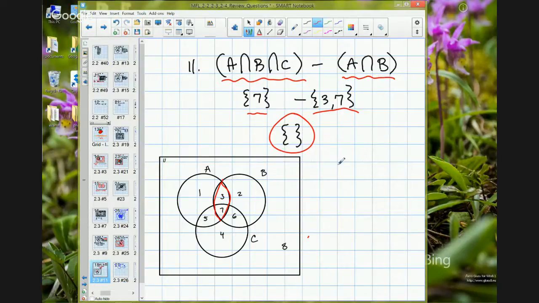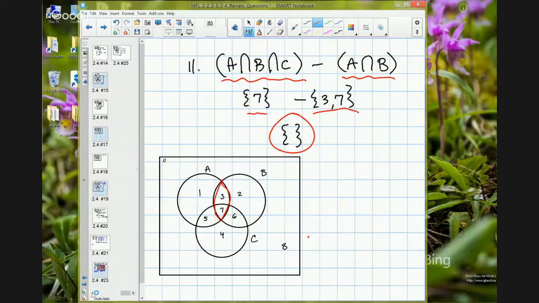Let's go over number 27, Ron. Let's do that. Number 27.